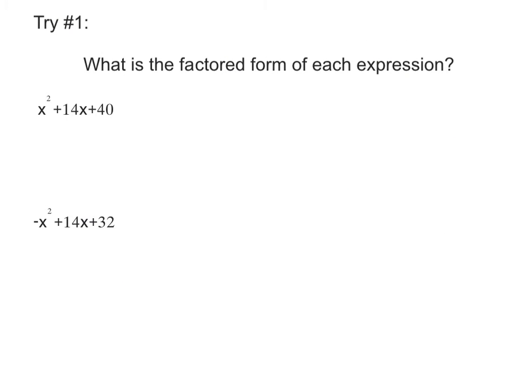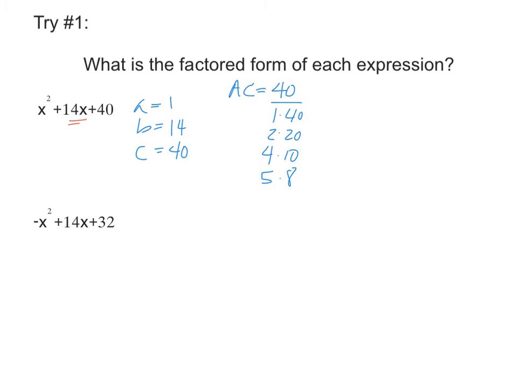All right, and try one. Again, we need to identify our A, B, and C. So A equals 1, B equals 14, C equals 40. AC would give us 40. A times C, 1 times 40 is 40. So that's 1 and 40, 2 and 20, 4 and 10, 5 and 8, and that's it. Remember we're trying to replace 14, so the factors that will replace 14 are 10 and 4.